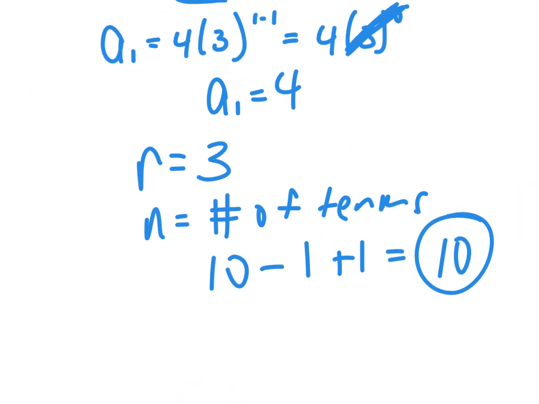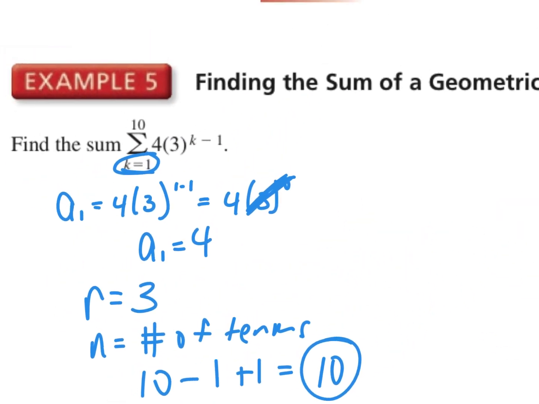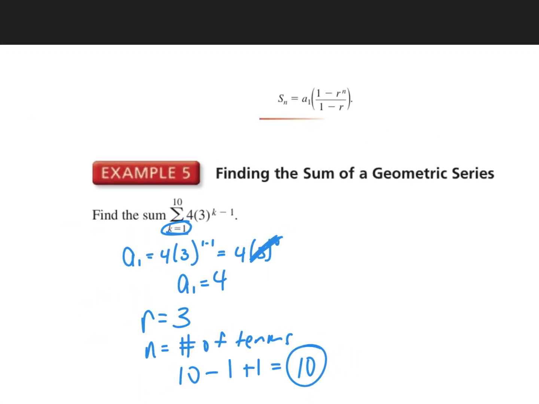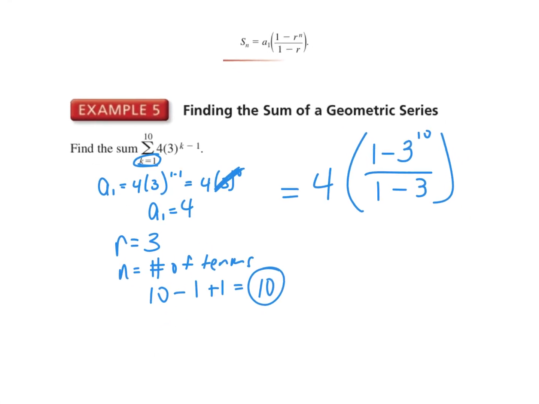So I have all of the stuff I need. So now I have to plug it into my formula, which is right here. So a sub 1, my first term is 4. Then I have 1 minus, what's my r value? 3, and I raise it to the what power? 10th power, over 1 minus, what's my r value? 3. You guys cannot do all of that in your calculator. Maybe one or two of you can get it correctly with all the parentheses and stuff like that, but it's not as easy as it appears.